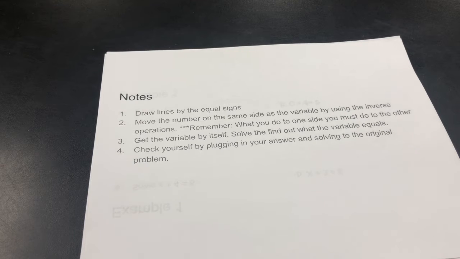You're wanting to get the variable by itself. Solve to find out what the variable equals. And then I always tell my students to do that 4th step and check yourself, because we have been plugging in to see, hey, is this a solution? So now you're going to check yourself by plugging in your answer and solving to the original problem. So you're going to take the original problem, rewrite it, and instead of putting the variable, you're going to put what your answer is, or the answer that you found for the variable, to check and see if it works.